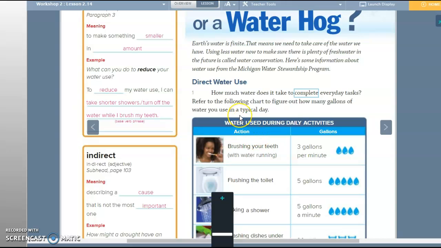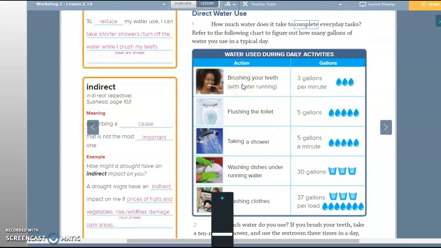Direct water use. How much water does it take to complete everyday tasks? Refer to the following chart to figure out how many gallons of water you use in a typical day. I brush my teeth and I leave the water running, but I don't leave it blasting. I just have a small stream. I have a hard time believing that I would reach 3 gallons per minute. But if you have the water pouring out of that faucet, 3 gallons per minute.